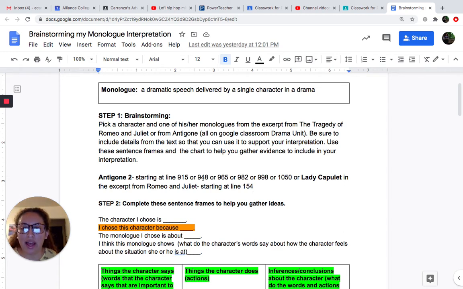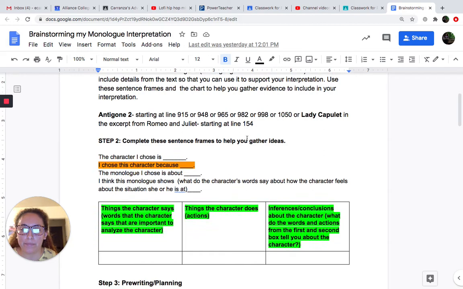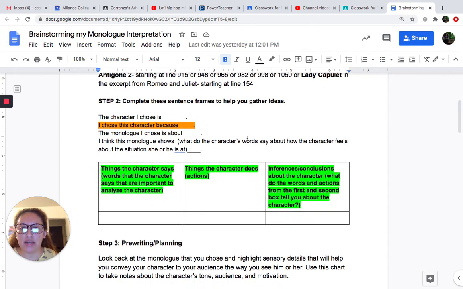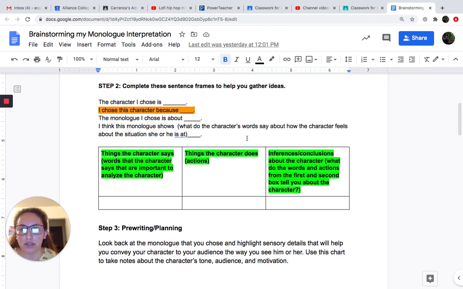So you go ahead and pick the play that you find the most interesting, and then pick the monologue that you want to work on. And you could just write it on your document so that you know what the reading is and what line you should be looking at, or the line that you're going to start looking at. Once you're done identifying your monologue and your character, then you will move on to step 2.